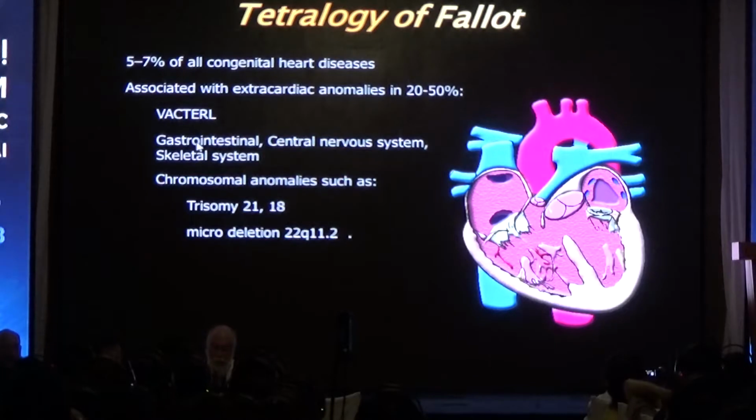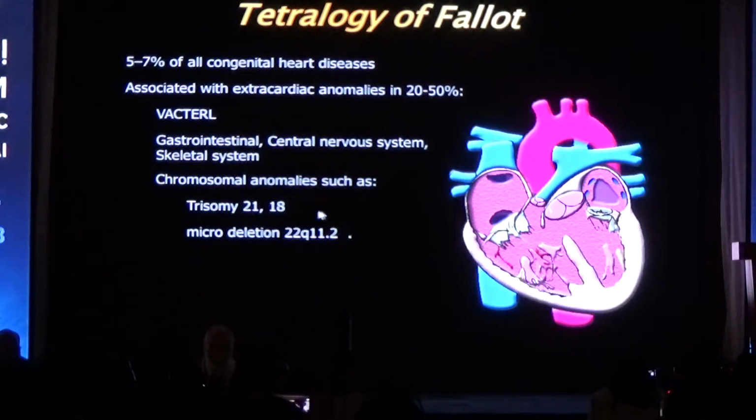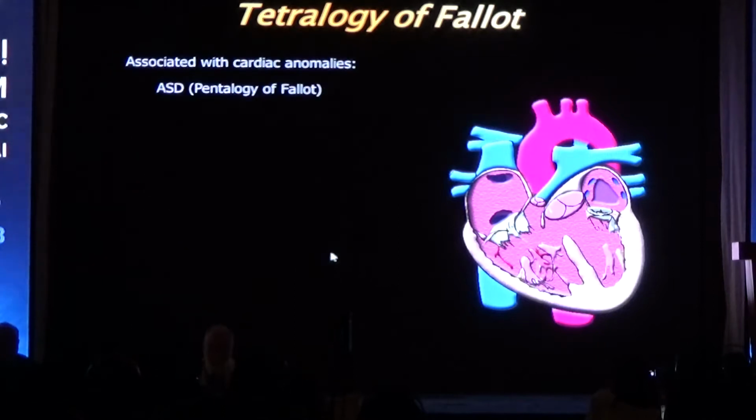You can also have gastrointestinal anomaly, central nervous system anomaly, skeletal anomaly. Look for trisomy 21, 18, and then the microdeletion 22q11. So multiple things to think about.